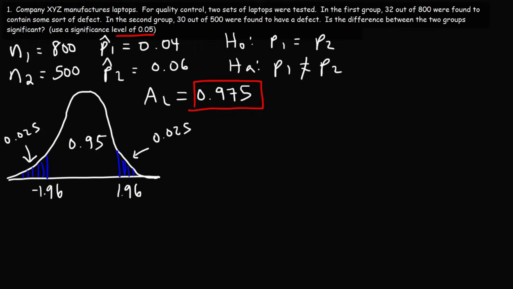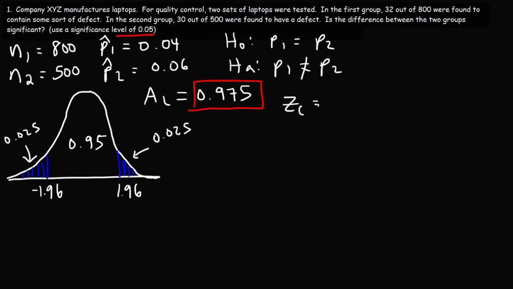So these are critical z-values because they separate the rejection region, which is shaded in blue, from the fail to reject region, which is not shaded. So now what we need to do is get our calculated z-value and compare it to our critical z-values. So here's the formula that we're going to use.